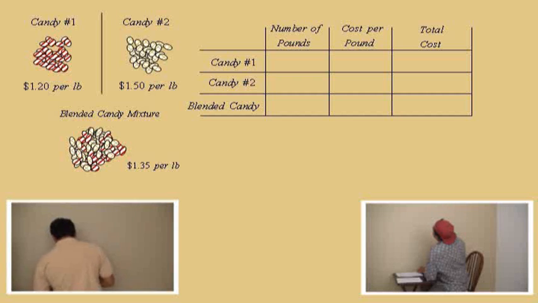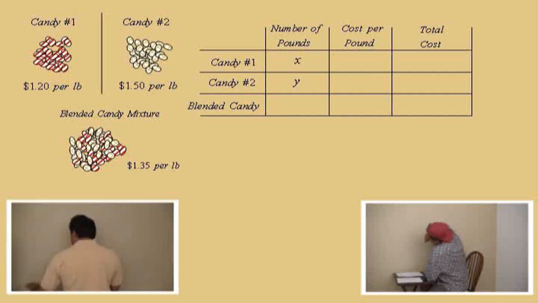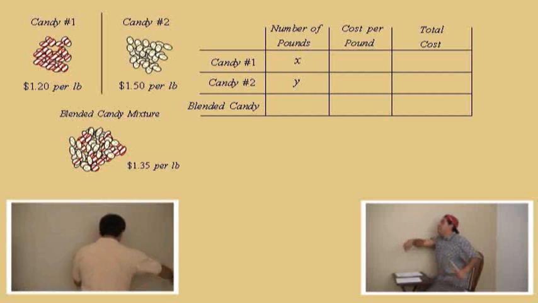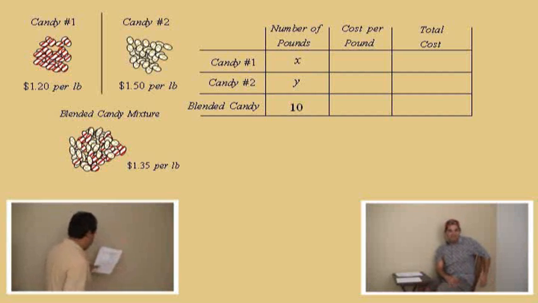Okay. Now, we're trying to find how many pounds of candy 1 and candy 2 that we need to mix together to make 10 pounds of the blended candy. So we're going to let X be the number of pounds for candy 1. And candy 2, we're going to let that be what, Charlie? Y. Y, very good. And how many pounds of the blended candy do we have, Charlie? 10. 10. So we'll go ahead and put the 10 there.